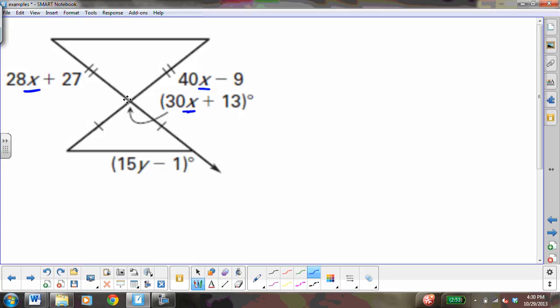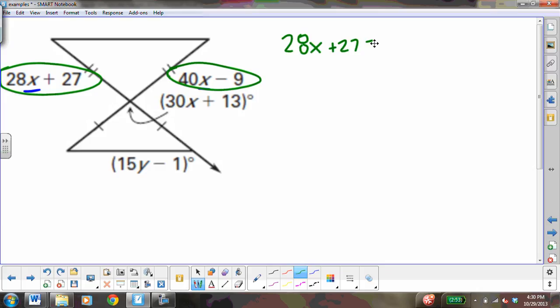30x plus 13 deals with an angle, and 28x plus 27 and 40x minus 9 deal with the legs of the top isosceles triangle. So what I'm going to do is focus on the legs of the isosceles triangle to find the value of x. I'll use that value of x later. So I need to say 28x plus 27 equals 40x minus 9.